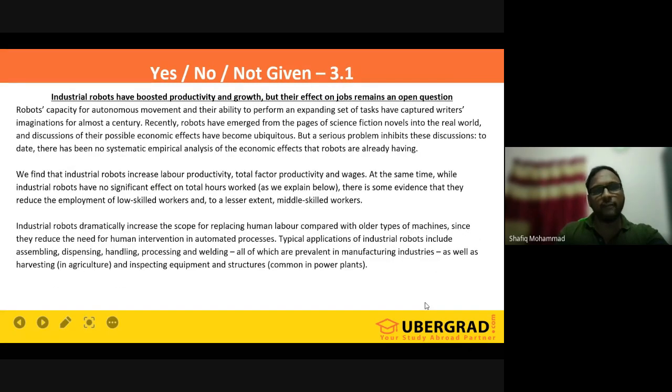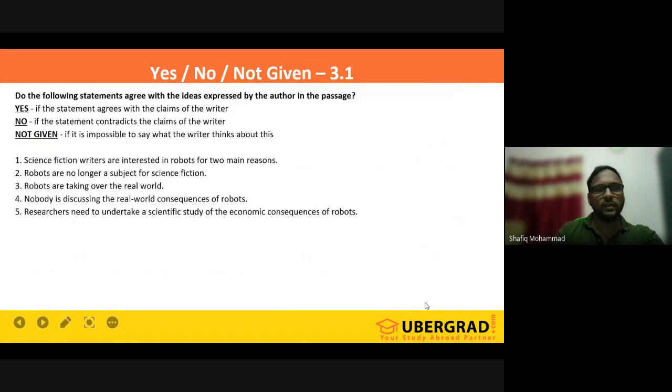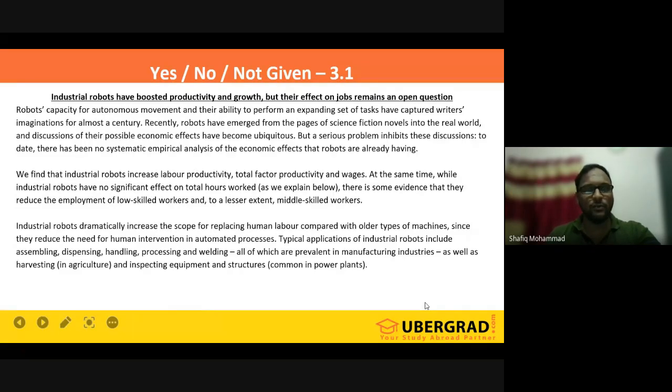Industrial robots have boosted productivity and growth, but their effect on jobs remains an open question. So this has three paragraphs, and then the questions. We have 5 questions which you need to answer with yes, no, or not given. Please take a picture of it or a screenshot. Those who are not able to access the poll, you can also take this screenshot. Okay, the time starts now. Please start answering.